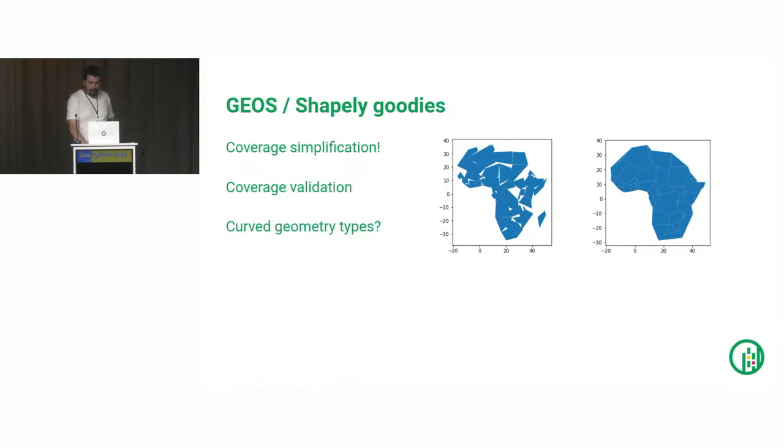And in upcoming GEOS 3.13, there's support for curved geometry types like circular strings and curved polygons. This will most likely eventually make its way into Shapely and GeoPandas, but the timeline for that is unknown yet, because we are hoping to include this as soon as it's supported in most of the geometric operations, which I don't think is the case at this very moment.